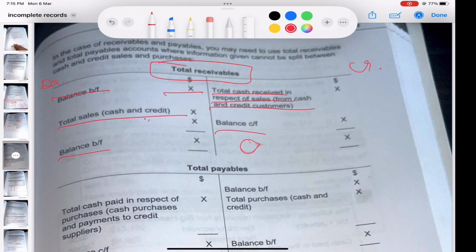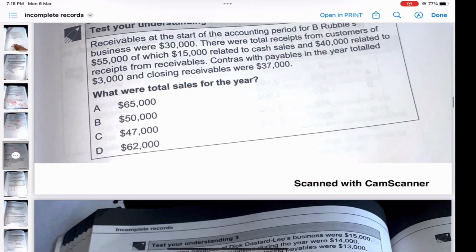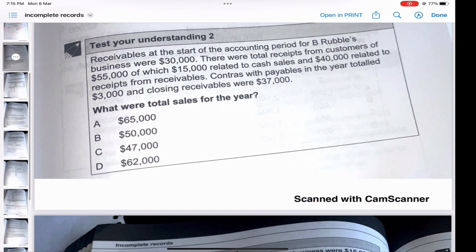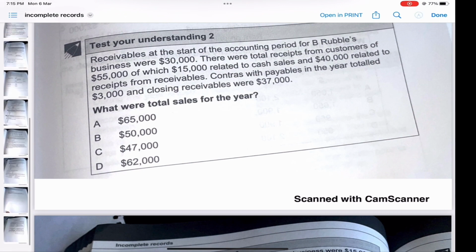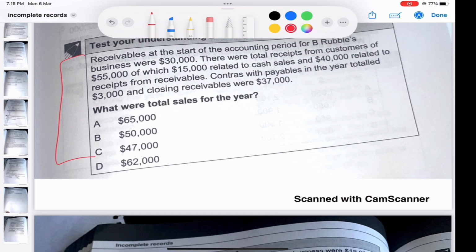Let's take a moment to see this. Okay, we have test your understanding too. So in this, you just have to make a receivable ledger control account and then you have to do the balancing. Okay, so we have starting receivables and then there were total receipts from customers of 55,000, and 15,000 was related to the cash sales and 40,000 related to the receipt. So we need to include only the 40,000 because we will only be writing the credit transactions.